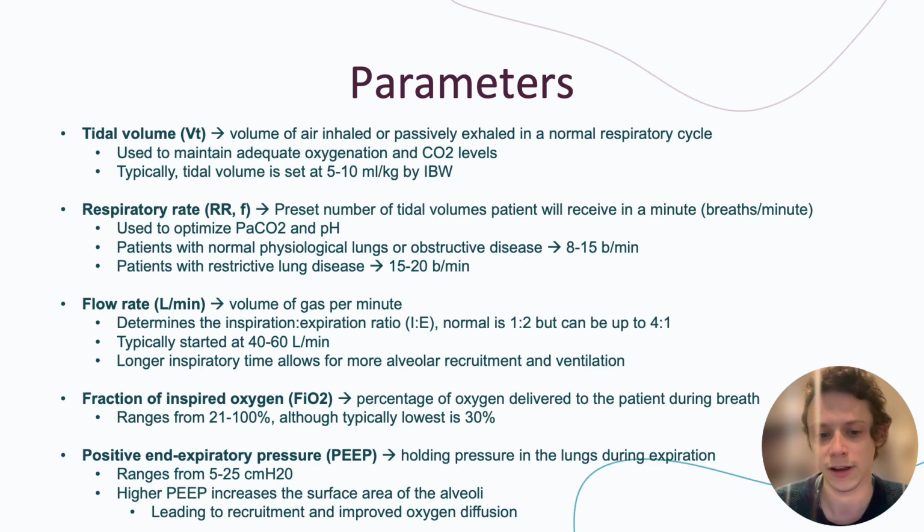For the I:E ratio, it is basically how much time is spent during the inspiration phase versus the expiration phase. Longer inspiratory times allow for more alveolar recruitment and ventilation. Basically, you can think of it as the oxygen is in the lungs longer, so it can diffuse over a longer period of time, and that is what would be seen in the 4-to-1 ratio.